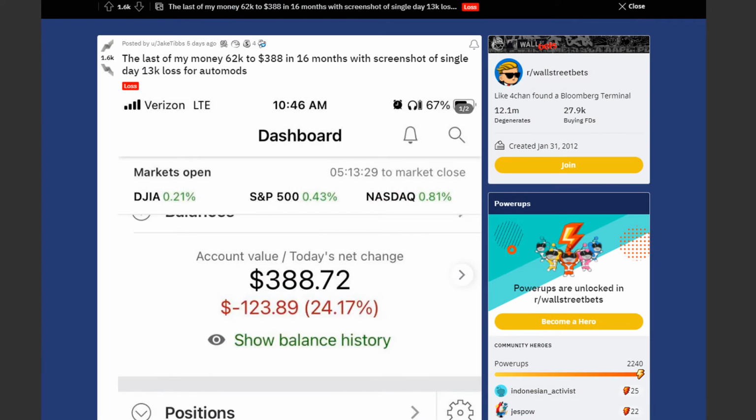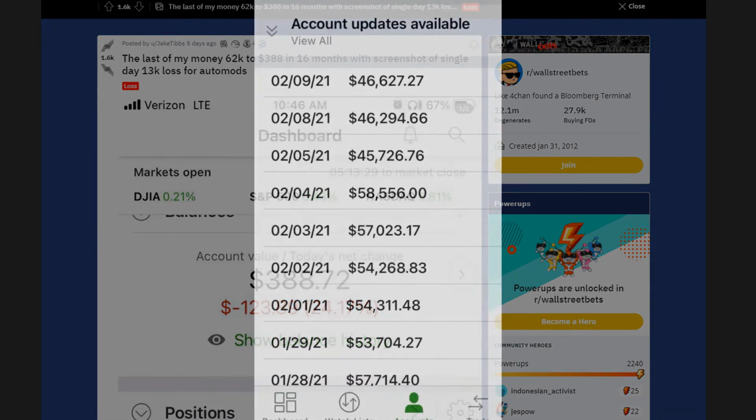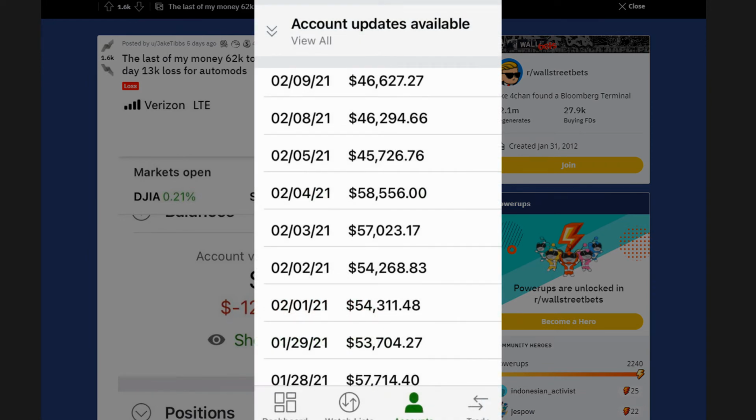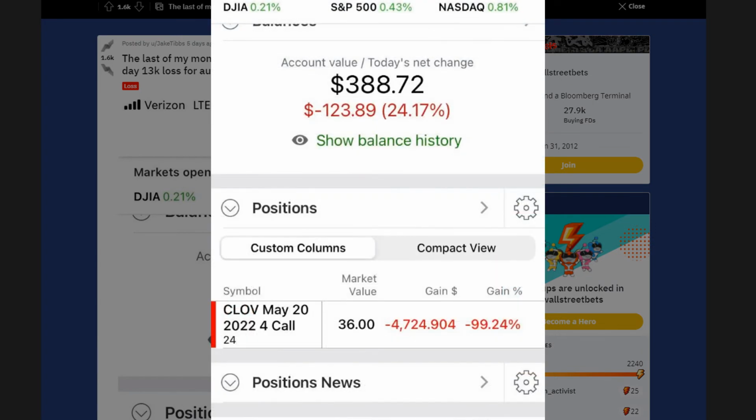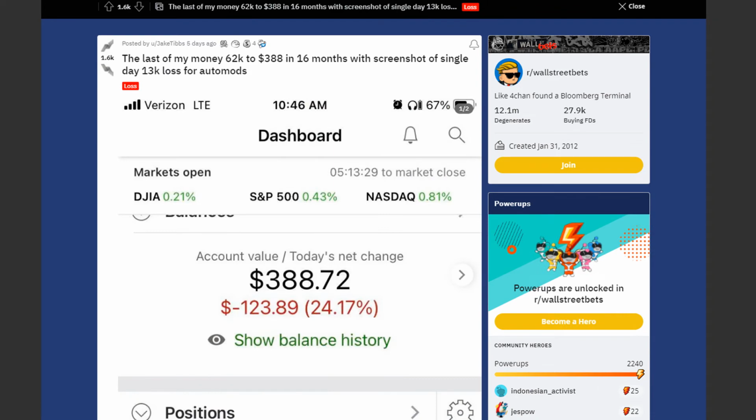Next, we have yet another brutal loss. Trader by the name of Jake Tips put his last 62k in the stock market, and in 16 months he turned it into $388, with one of his biggest losses occurring on February the 5th of 2021, when he lost 13k in a single day. His last open position is 24 call options on cloth, with an expiration day on May the 20th, and a striking price at $4. And on this last position, he is down by 99%, or around 4.7k, and it will most likely expire worthless. But hey, he still has 5 days, and maybe, just maybe, a miracle happens.